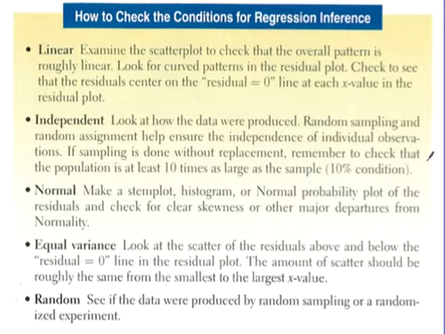Equal variance means that you're going to look at the scatter of the residuals above and below the residual equals 0 line in the residual plot. The amount of scatter should be roughly the same from the smallest to the largest x value. And random, you're going to see if the data were produced by random sampling or a randomized experiment.